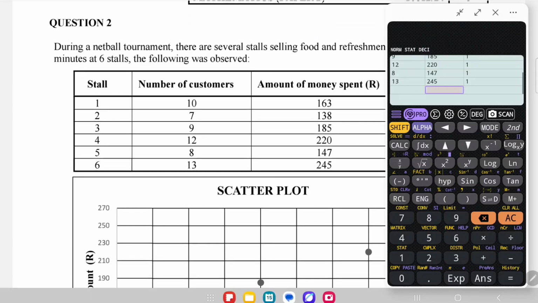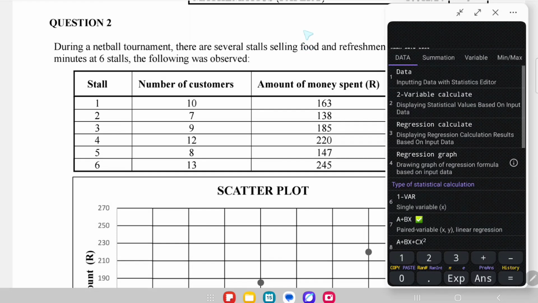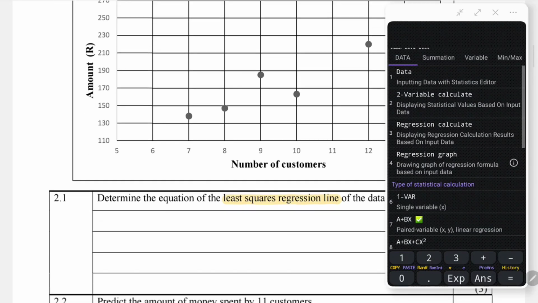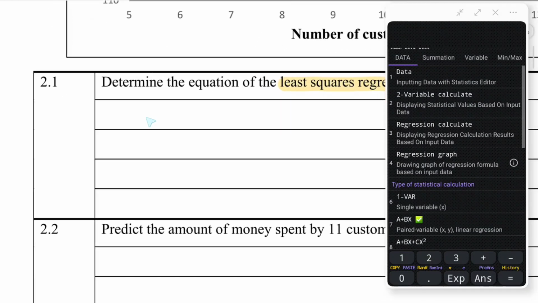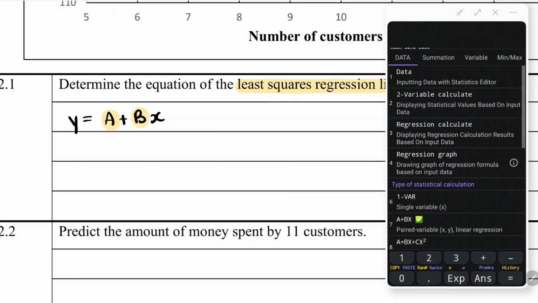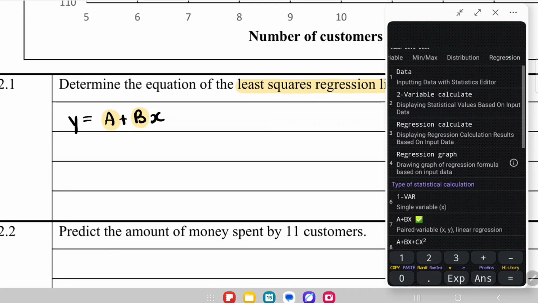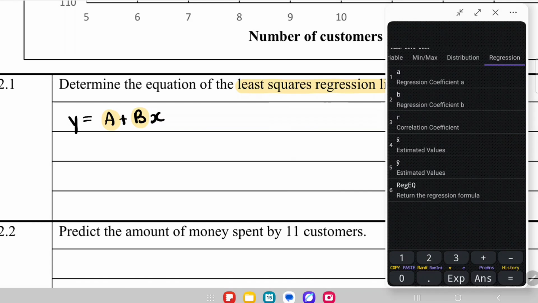And then once your data is in, we're going to press AC, Shift, and 1. Now we are looking for the equation of the least squares regression line. Now that equation looks like this: Y equals A plus BX. And so we just have to find the value of A and the value of B. So on your calculator, you're going to go for option 5, which says regression. And then we can see the value of A, B, and even R. So let's go ahead and check out what A is first.